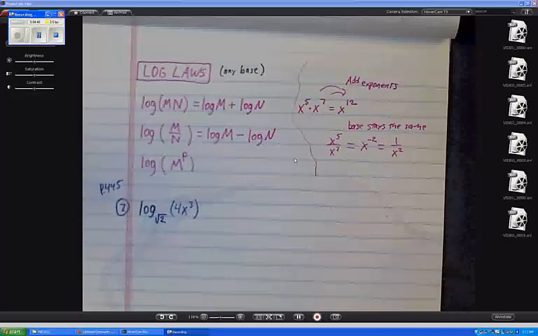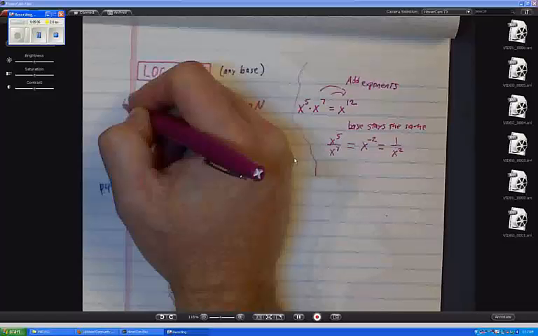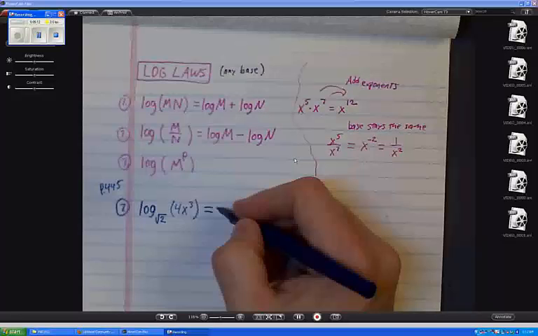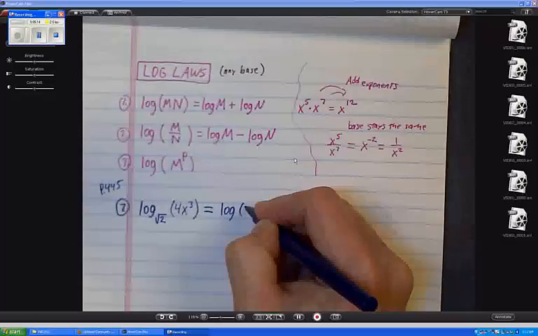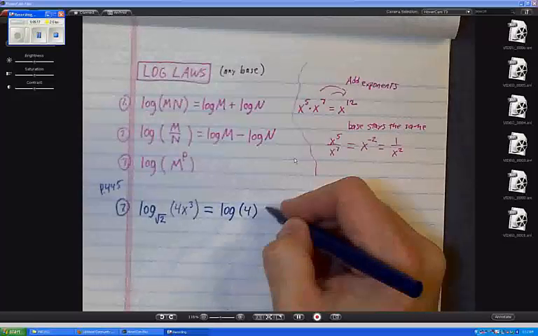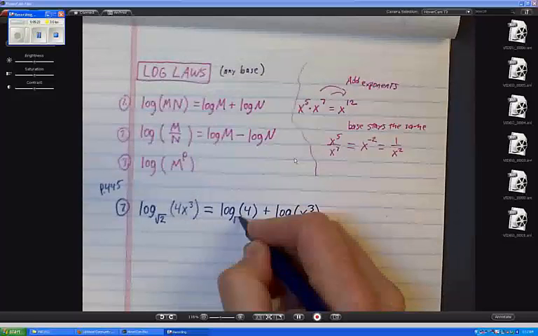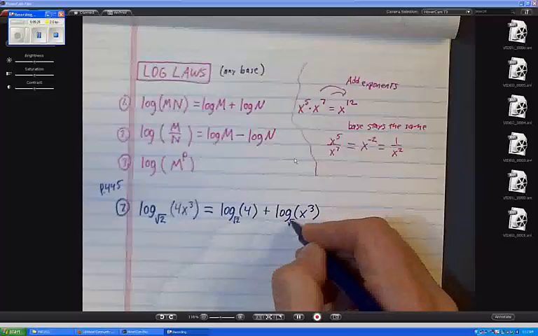Okay? Well, the first thing I'm going to do is use which log law? First, second, or third? Well, we can't use the third because we don't know it yet. We're going to use the first. That's right. So what am I going to write? Well, the log of 4 plus the log of x cubed. And these are both base square root of 2.